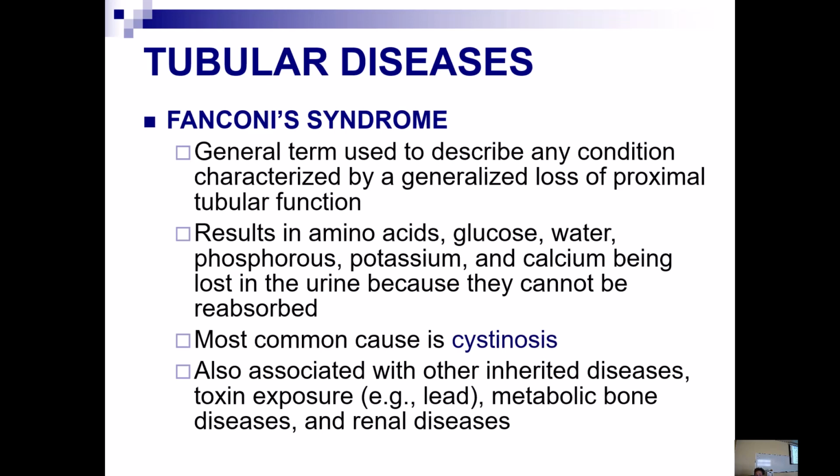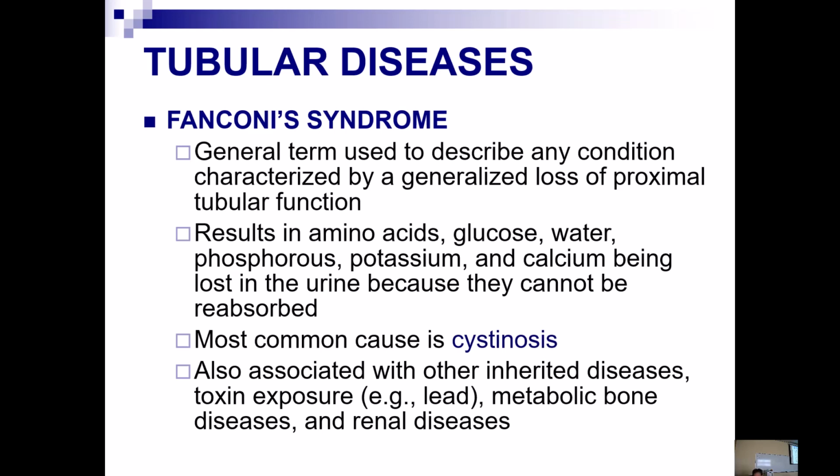Fanconi's syndrome is a general term used to describe the condition characterized by general loss of proximal tubular function. It results in amino acids, glucose, water, phosphorus, potassium, and calcium all being lost in the urine because they cannot be reabsorbed. So remember that proximal convoluted tubule, all that stuff comes through the glomerulus into that glomerular filtrate, but the body's like, just kidding, we want all that back. And so the body is able to use the proximal convoluted tubule to reabsorb all these things back. But when you lose function of that proximal tubule, all of those things get lost into the urine.